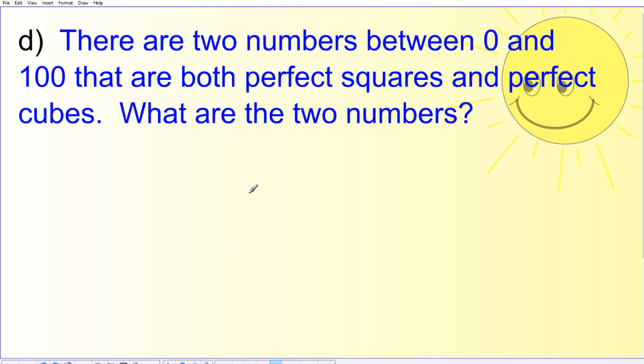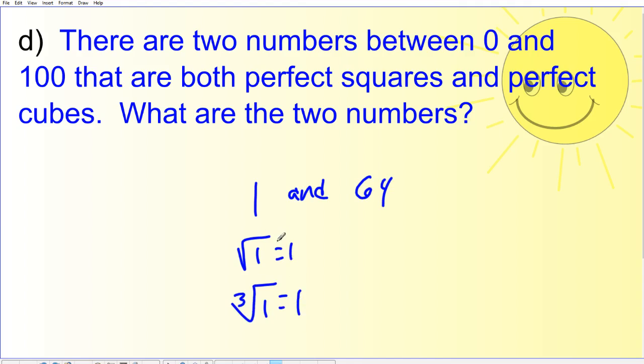And the answers are 1 and 64. 1 is a perfect square, because if you take the square root of 1, you get 1. If you take the cube root of 1, you get 1. They give you perfect answers, no decimals involved.